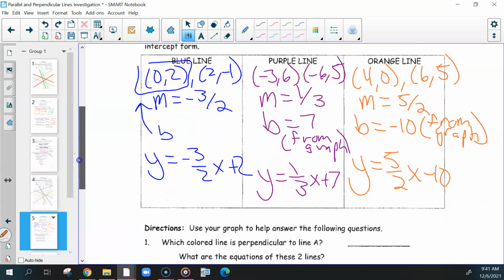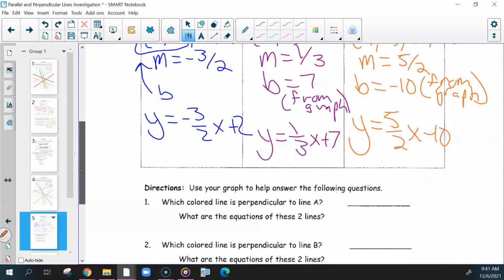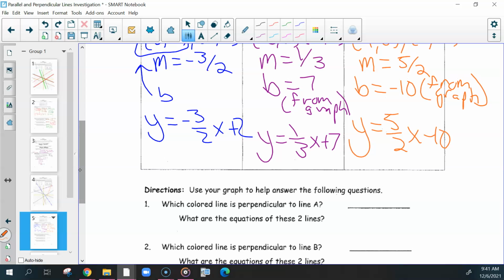And then as you were finding your slope and your y-intercept, your blue line's equation was y equals negative 3x plus 2. Your purple was y equals 1/3 x plus 7. And your orange was y equals 5 over 2x minus 10. I did the exact same thing we did before, found the slope and the y-intercept from the graph, except for the blue line, it gave you your y-intercept.